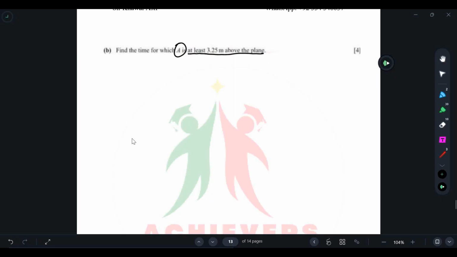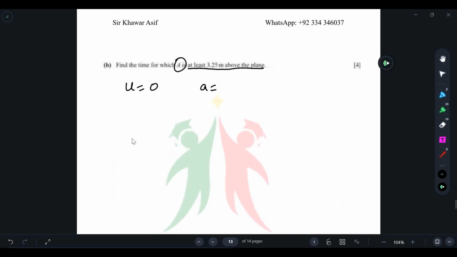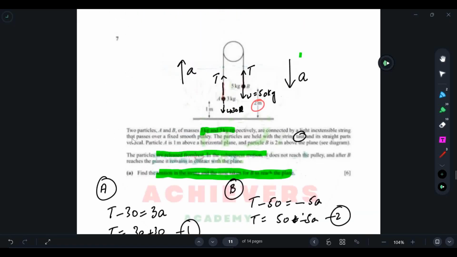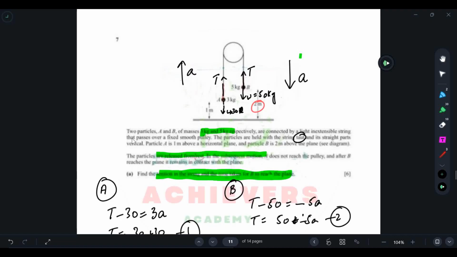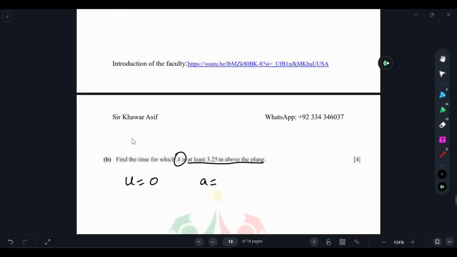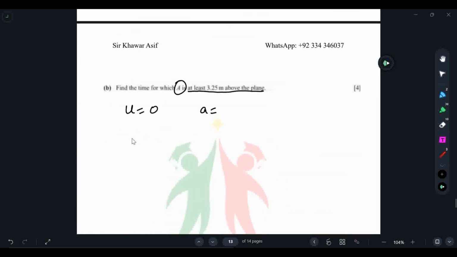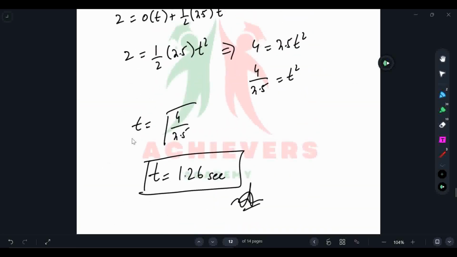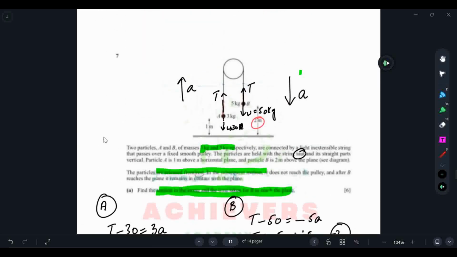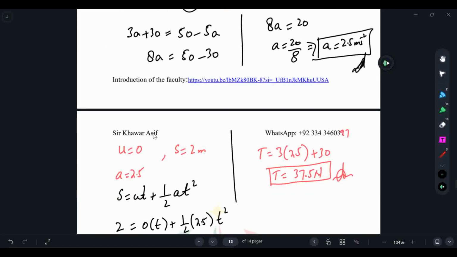We have to see the given data: the initial velocity is 0 and the acceleration will be the same as for particle B. This acceleration will be the same. Now the acceleration is 2.5, and the distance will be 2 meters, because particle A will cover a distance of 2 meters.